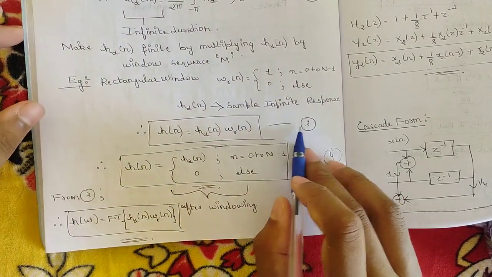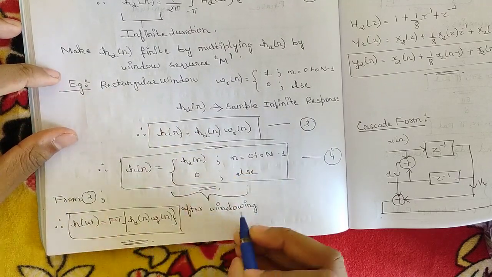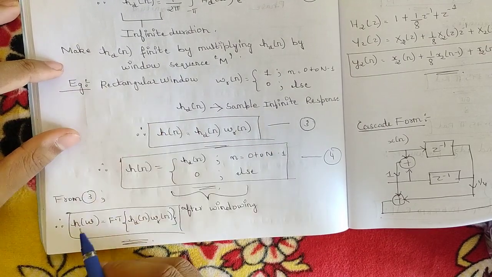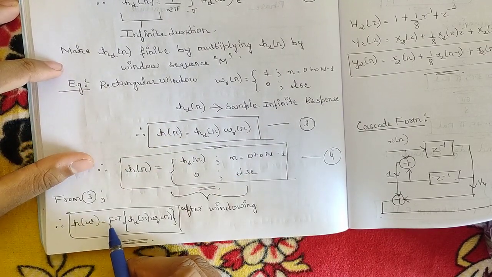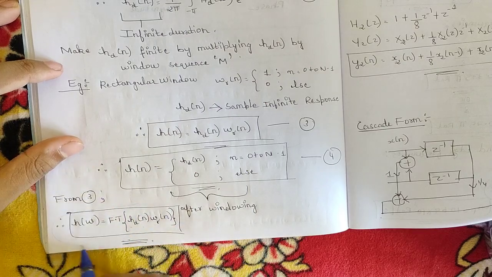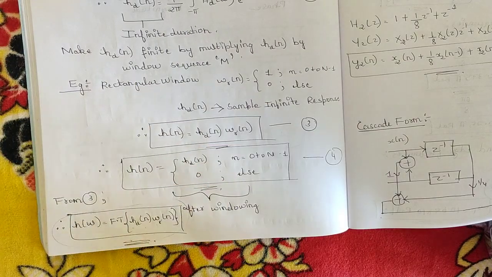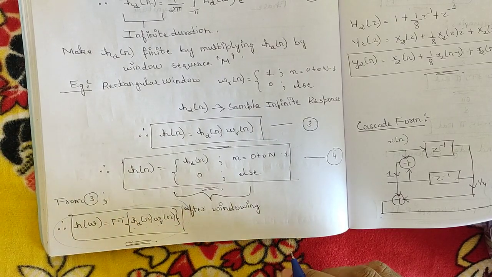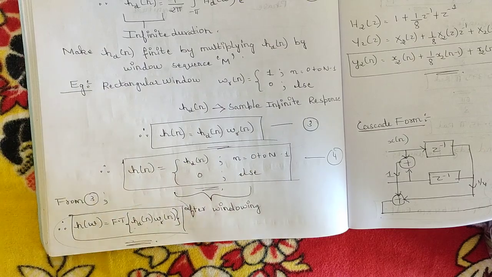Okay, so from equation 3, by taking the Fourier transform of h of n, we would get h of omega equal to the Fourier transform of HD of n times omega r of n. So this is the final relationship, and in this way we should design the linear phase FIR filter, by keeping these conditions in mind.